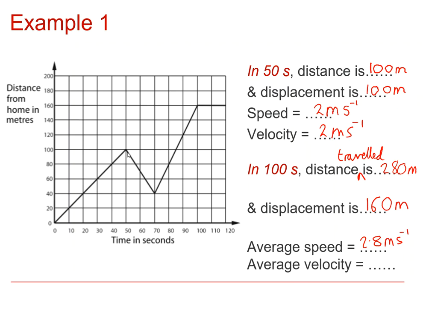But the average velocity, well, velocity is a vector. So in this section of the journey, she's going to be travelling backwards, so she'll have a negative velocity. So in order to get the average velocity for the journey, what we do is we take the displacement divided by the time, so that gives us 1.6 meters per second.